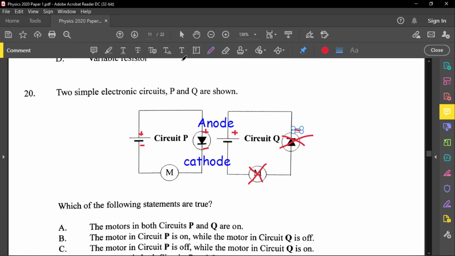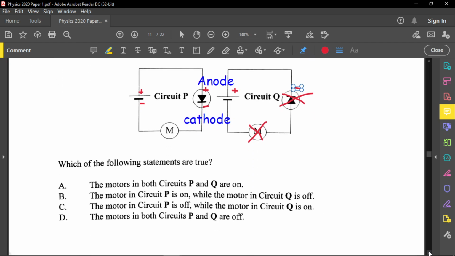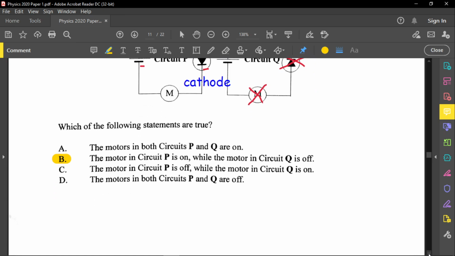All right, so once we establish that, we can go to the next option. So option A is totally wrong. And next for part B, the motor in P will be on while the motor in Q will be off, and that is correct. Okay, based on what you demonstrated, it is correct. I don't need to even go any further with that, but yes. Let's jump to the next question here. Question number 21.